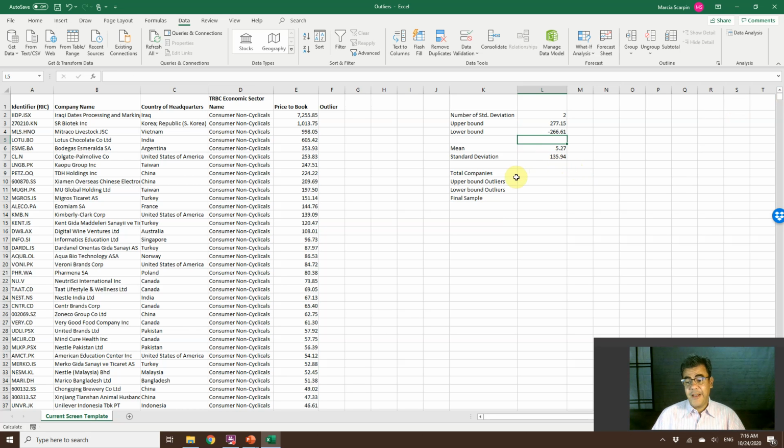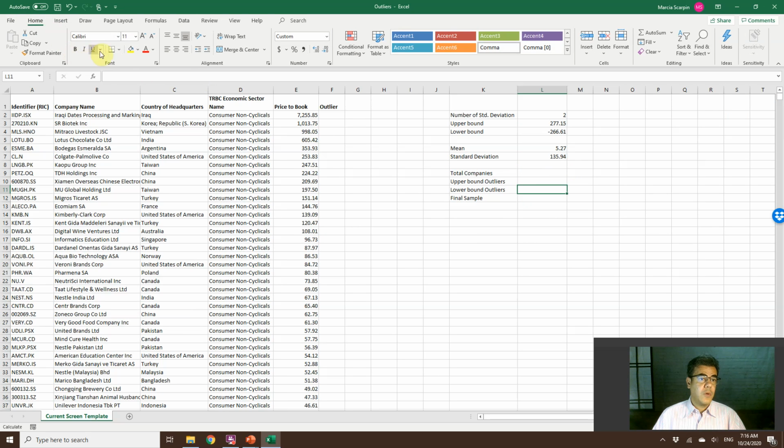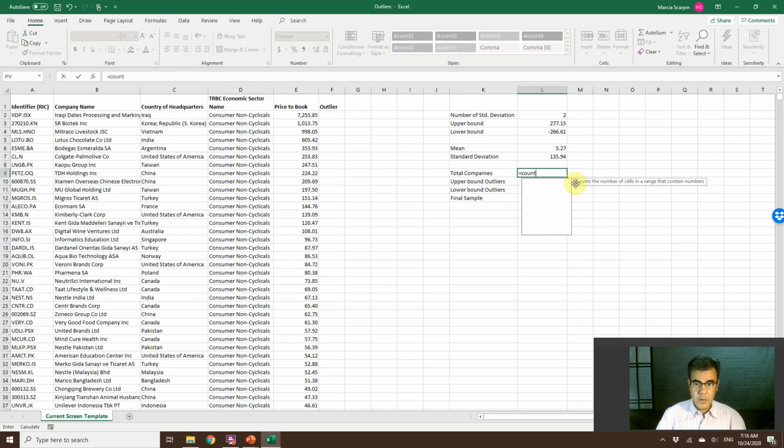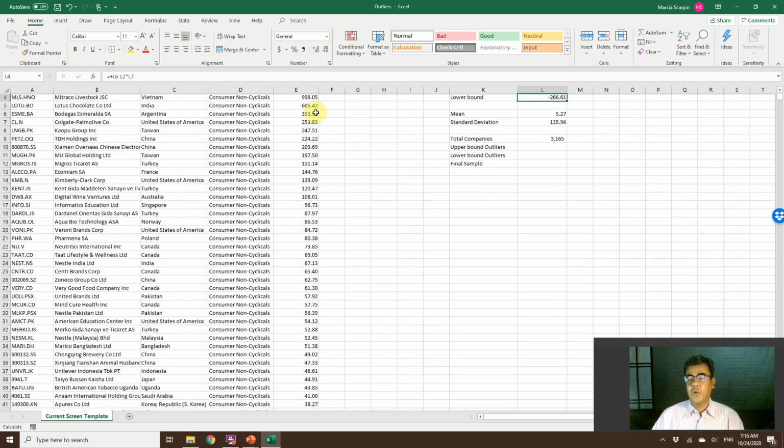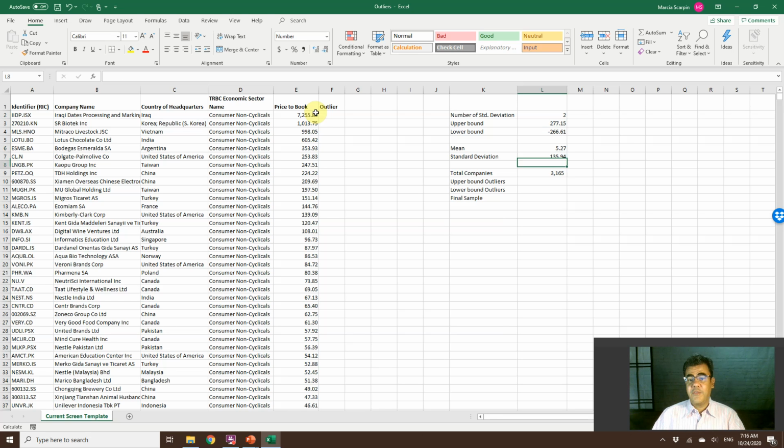So let's check how many companies we will have. Let's do it. Our total companies: count the number of cells that are not empty. Number of companies here, the total, 3,155. And the final sample, or the normal companies, will be this total less our outliers, upper bound and lower bound. Okay, let's check them.